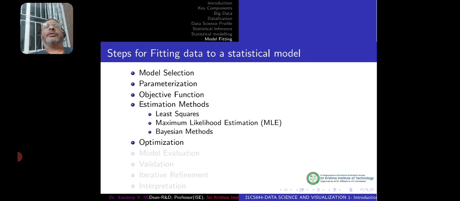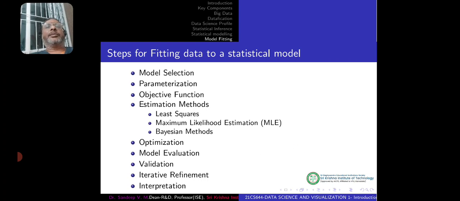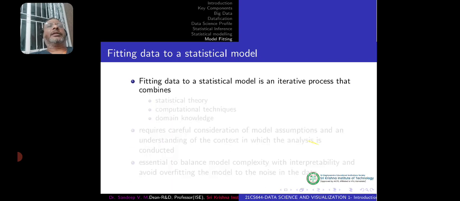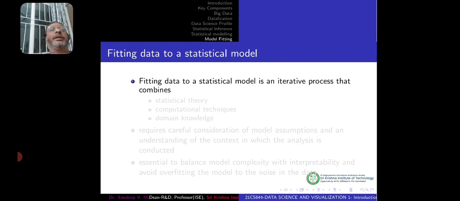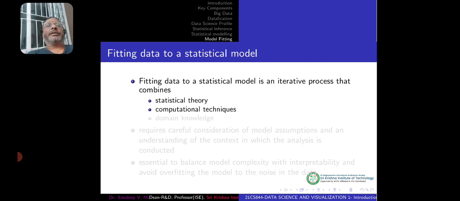Then we try to optimize our overall process, then evaluate the model we had selected, and then validate. If the validation is not satisfactory after evaluating the model, if we are not satisfied with the result, then iterative refinement of the model is done, and finally the process is interpreted for the actual results. So fitting data to a statistical model is an iterative process that combines statistical theory, computational techniques, and we do require domain knowledge.